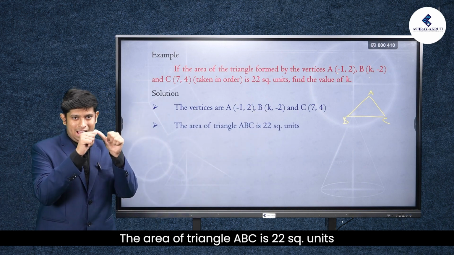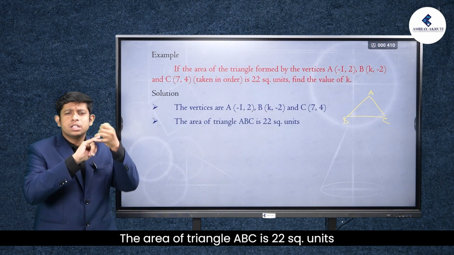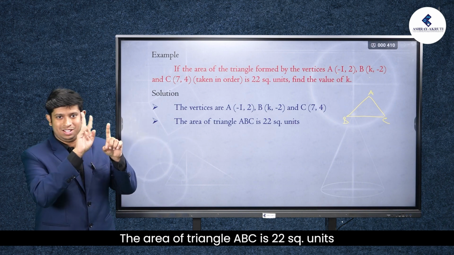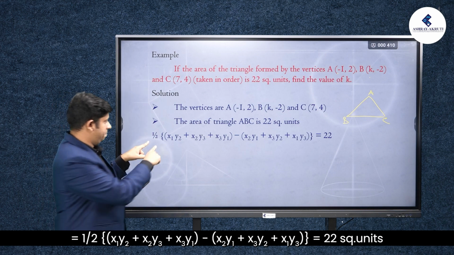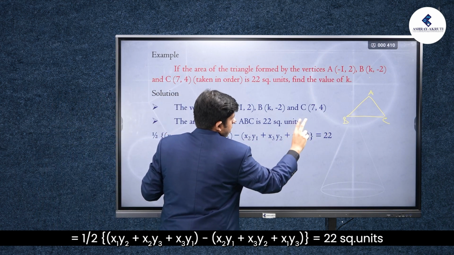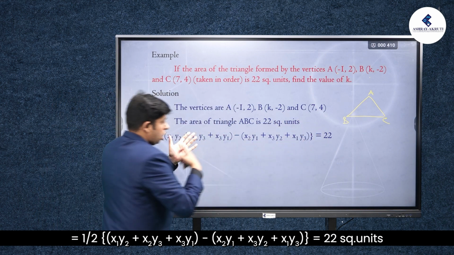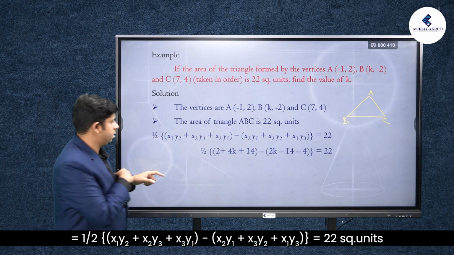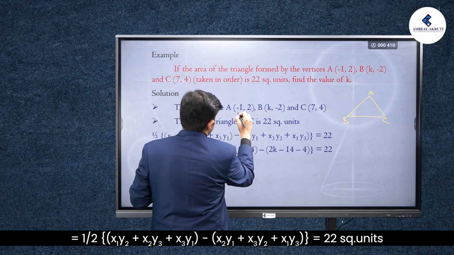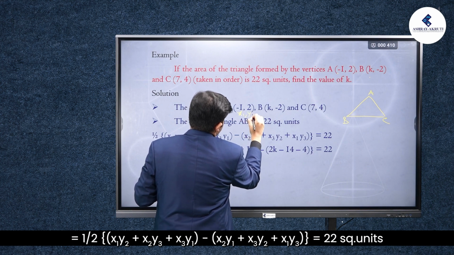The area of triangle ABC is 22 square units and also equal to half into x1 into y2 plus x2 into y3 plus x3 into y1 minus x2 into y1 plus x3 into y2 plus x1 into y3, that is equal to 22 square units.